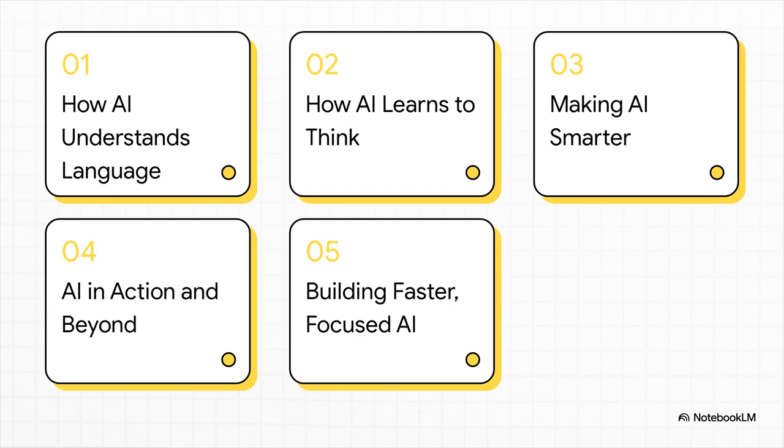So here's our game plan. We'll start with how AI even begins to understand our words. Then we'll get into how it learns to think. After that, we'll see how we make it smarter, see it in action, and finally look at how we're building faster, more focused AIs. It's all going to build on itself, one step at a time.